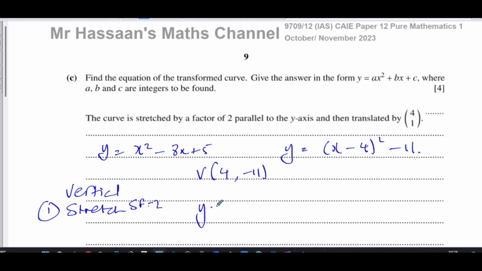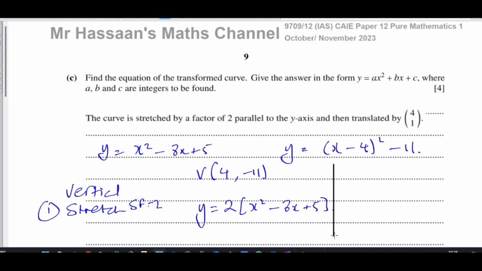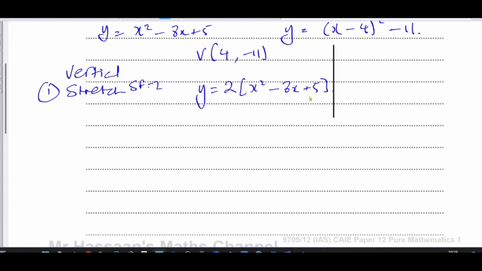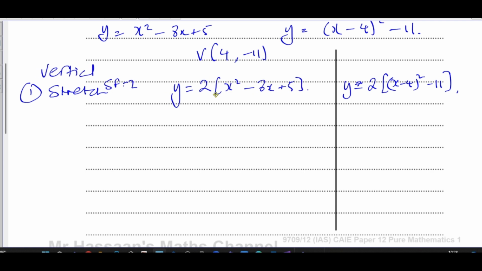So what I'm going to do is take the equation in this form and multiply the whole thing by 2. So I have 2 times (x squared minus 8x plus 5). That's the first step. If I take it in this form, I'll do the same thing. Let me just draw a line down to separate my work. If I use this other method, if I have it in this form, then I'm going to do the same thing. I'm going to multiply the whole thing by 2. So 2 times all of this, (x minus 4) squared minus 11. So I'm multiplying the whole thing by 2. That's the first thing. Let me just move this a bit this way, give myself some more space.